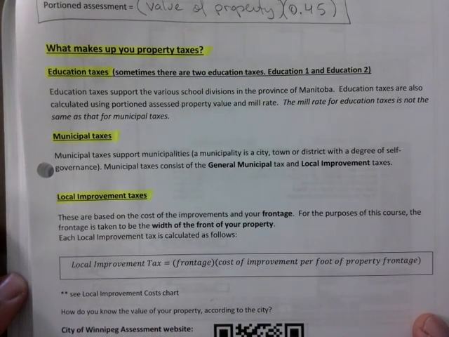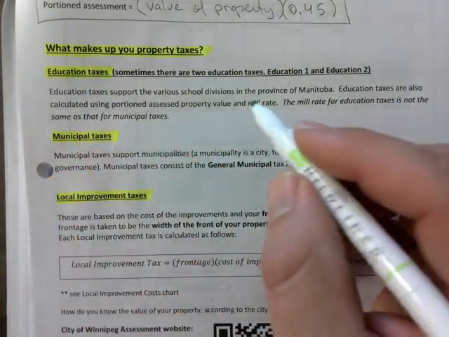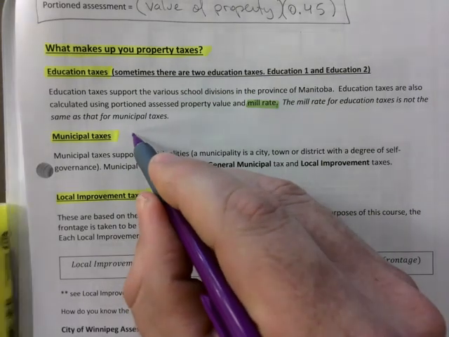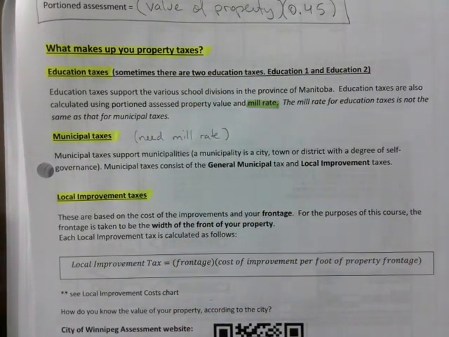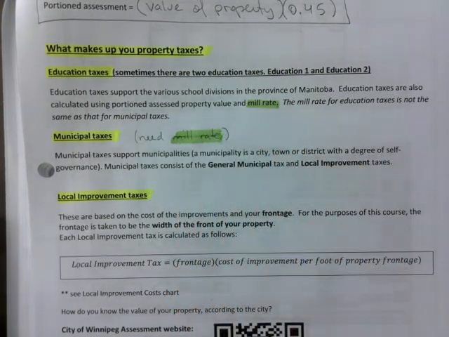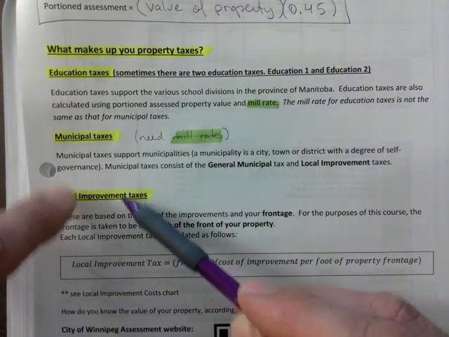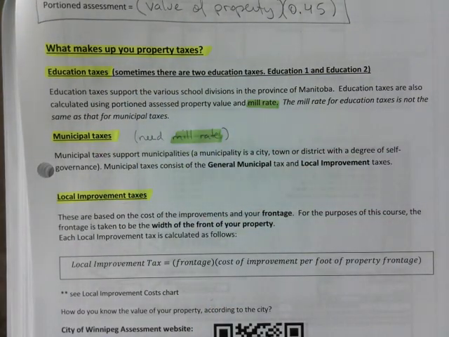But I will say this. I will use a different highlighter for that. For education taxes, you will need a mill rate. And for municipal taxes, you will also need a mill rate. I will put that next to municipal because that's important. And I will explain what a mill rate is in just a bit. But usually the local improvements show up under municipal taxes. But these three components in all make up your property tax overall.